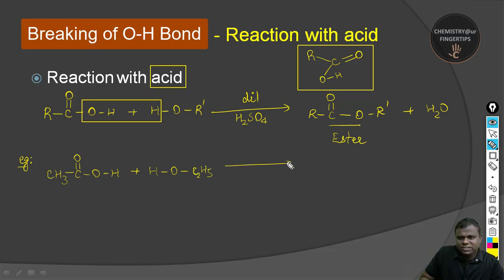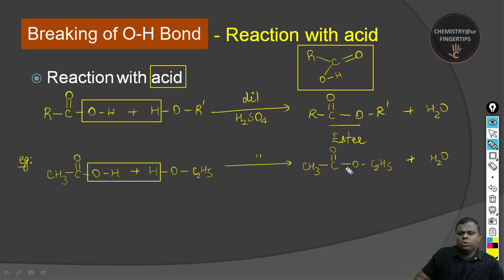The reaction is carried out in the presence of dilute H2SO4. Here there will be intermolecular dehydration, and what do we get? We will get something like this: CH3, then C double bond O, and then OC2H5, plus H2O. This is again very easy. As I said, if it were CH3COONa, we would call it the sodium salt of acetic acid, which is called sodium acetate. So what is this? This is called ethyl acetate.